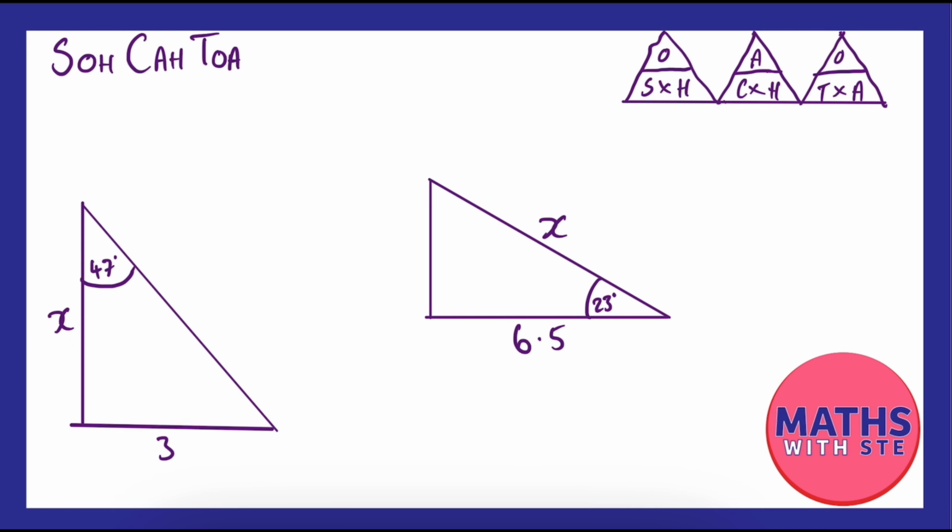I'm trying to use trigonometry to find a missing side length. Now, with Pythagoras, you had two side lengths, and you were able to find the missing one. But on this one, you don't have that.